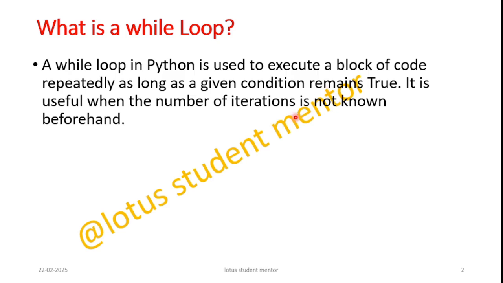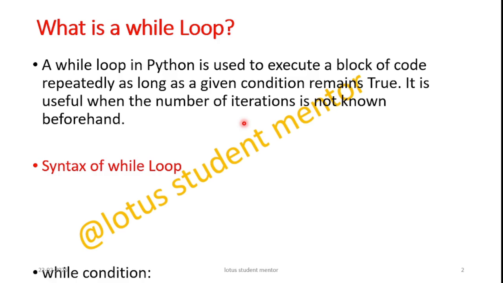It is useful when the number of iterations is not known beforehand. That's why the while loop is also known as an indefinite loop. Whereas for a for loop, the number of iterations can be known beforehand. That's why a for loop is known as a definite iteration loop.